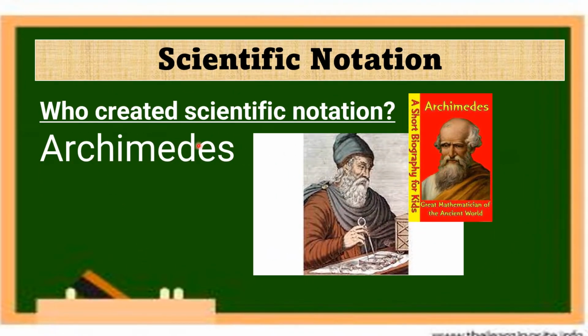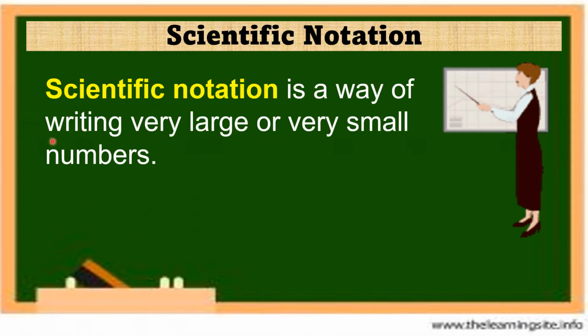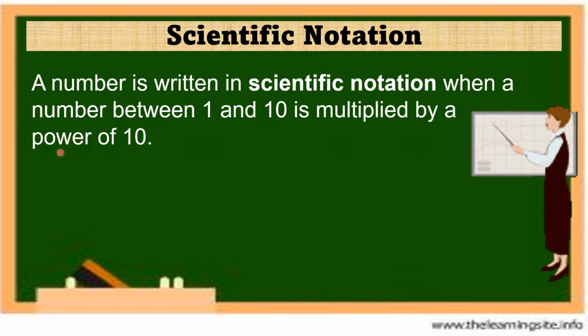Who created scientific notation? Archimedes created scientific notation. Scientific notation is a way of writing very large or very small numbers. A number is written in scientific notation when a number between 1 and 10 is multiplied with a power of 10.